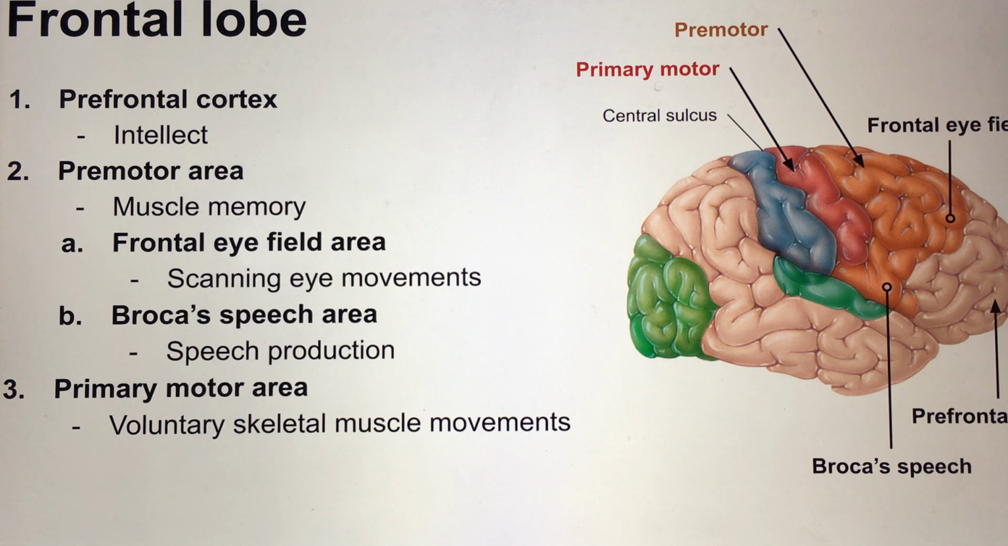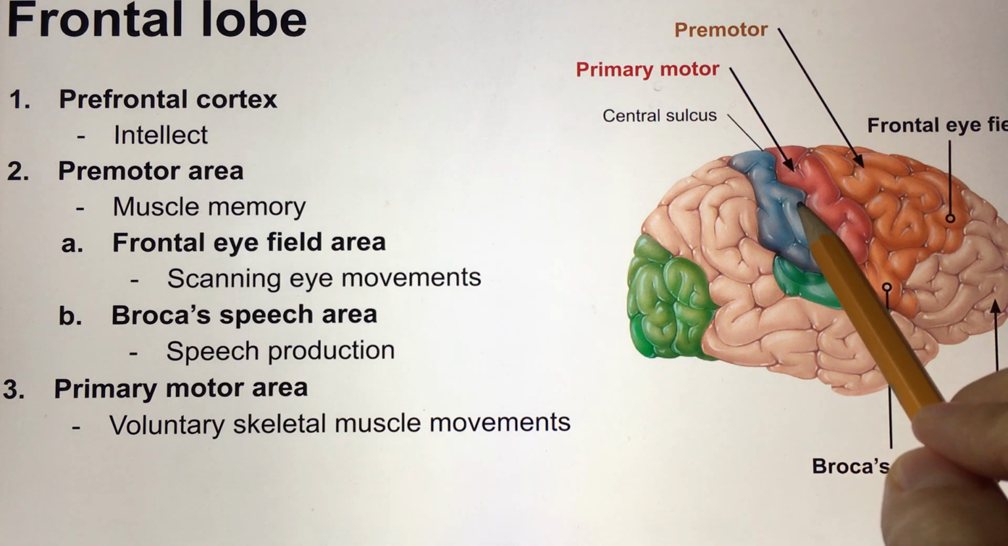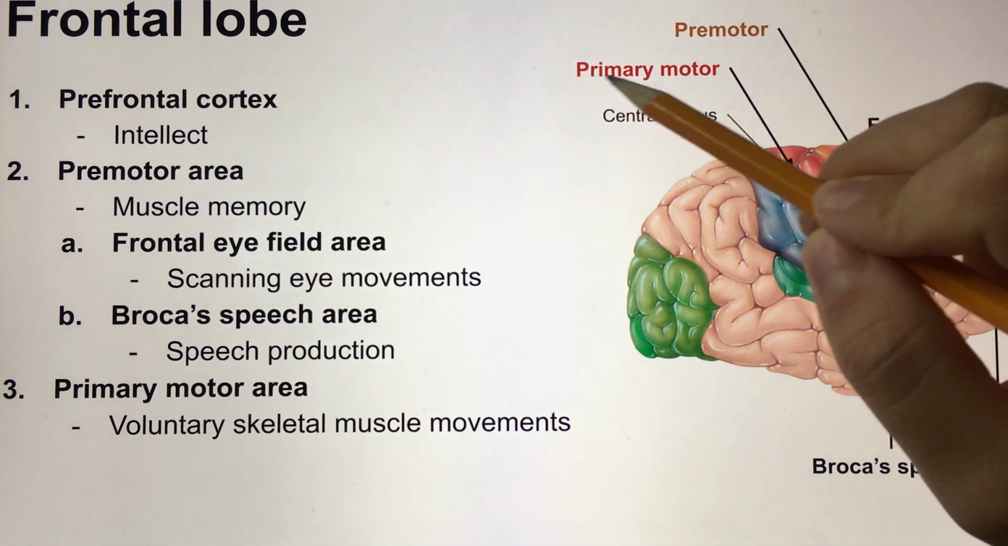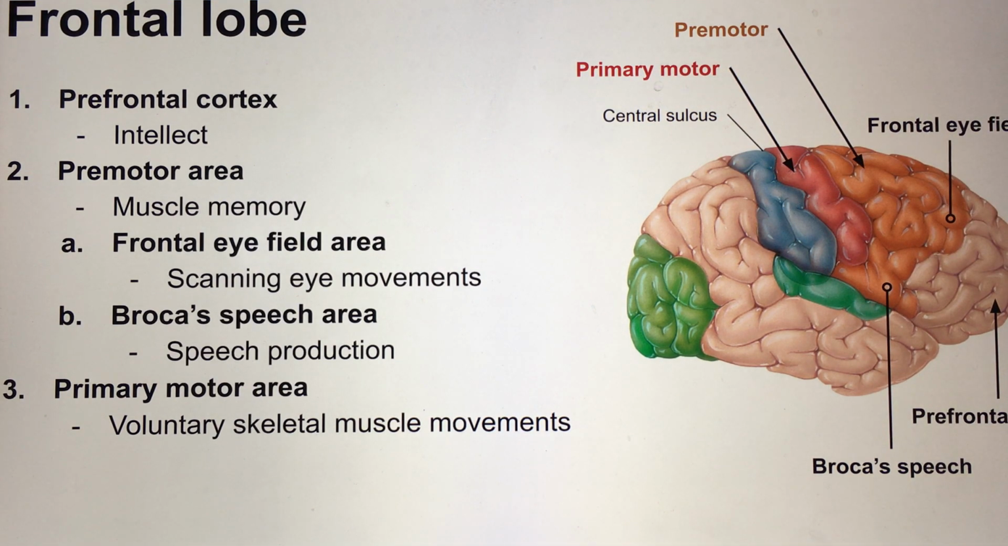So first is the frontal lobe. The frontal lobe is this lobe right here. And it has three main functional regions. The most anterior portion is called the prefrontal cortex. The middle portion, highlighted in orange, is called the premotor cortex. And the red highlighted area adjacent to the parietal lobe is called the primary motor cortex. So what are these areas for? First of all, the prefrontal cortex is the region of our intellect.